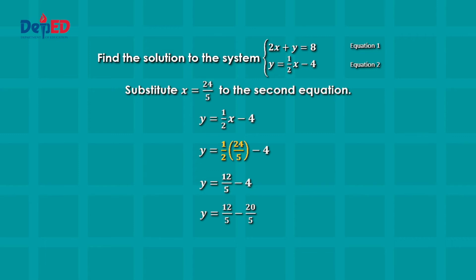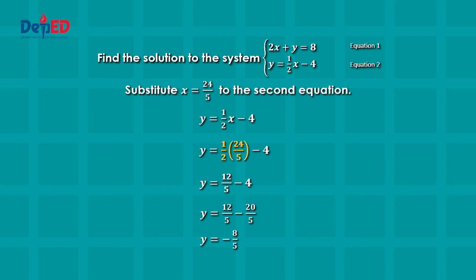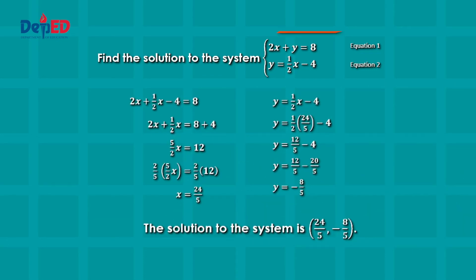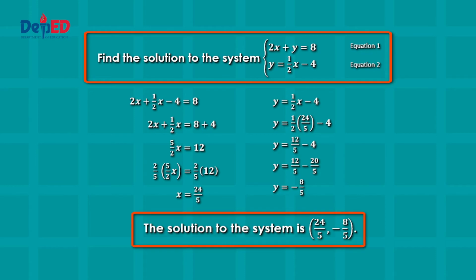Can you simplify this? Since the fractions have the same denominators now, we simply subtract the numerators and copy the common denominator. And we will have -8/5. So, the solution to this system is given by the ordered pair 24/5, -8/5.